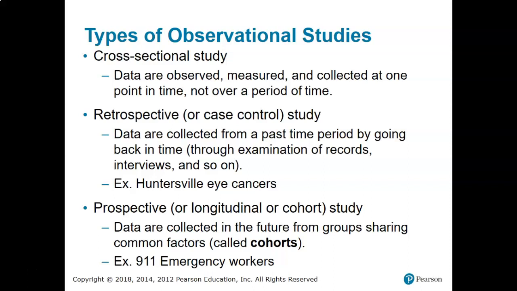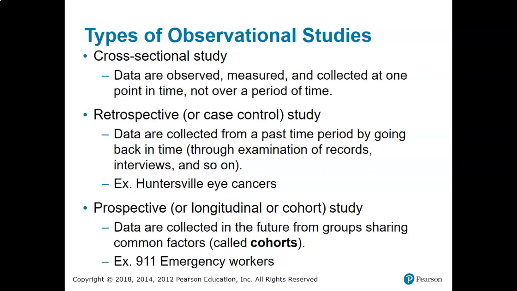For those of you that are local to the Charlotte area, Huntersville has a cluster of eye cancers. It's a very rare eye cancer that there's a cluster of in Huntersville. So what they've done with that is a retrospective study where they take those people that have the eye cancers and go back and look at environmental factors. Did they go to the same high schools? Did they drink the same water? Those types of things. But they're going back in time from that particular moment. So with retrospective, it's mainly like you find the common characteristic and then you look back to see what the cause might have been. Prospective or longitudinal, also called cohort studies.